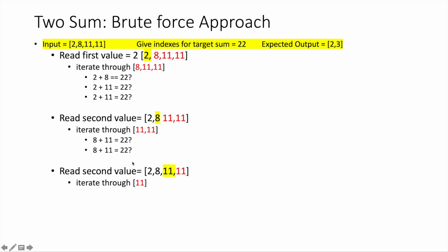No. So we're going to go to our third value, that is 11, and we're going to iterate through our last value, which is also 11. So does 11 plus 11 equal 22? Yes, it does. So now what we're going to do is return the indices of our two numbers, and we're going to break our for loop.